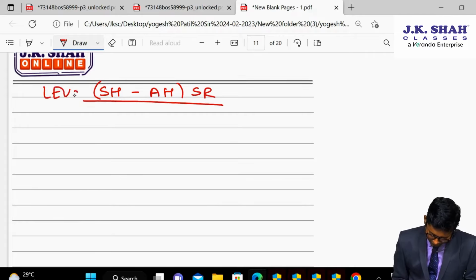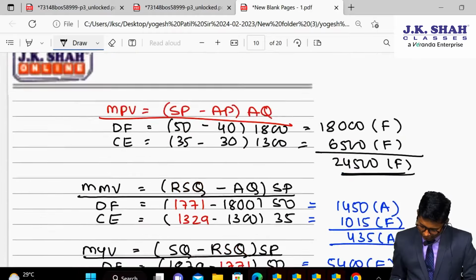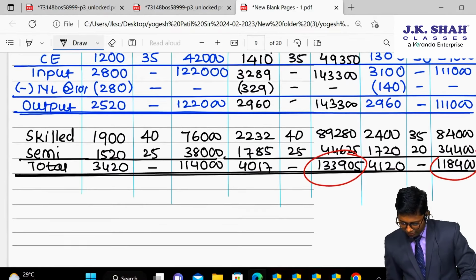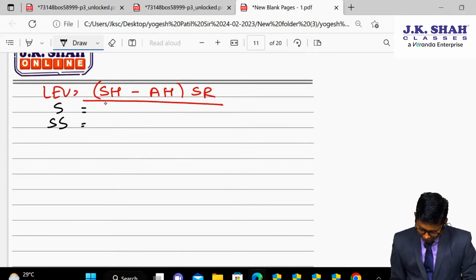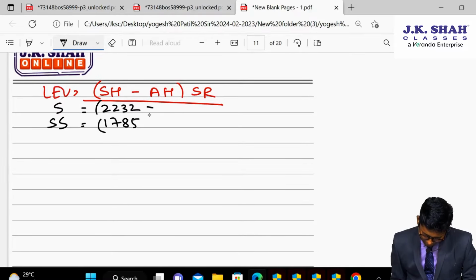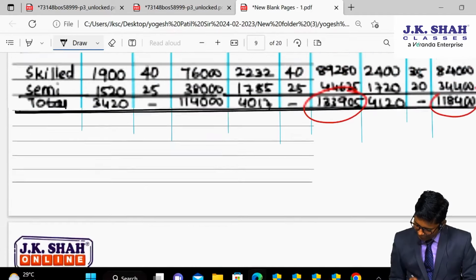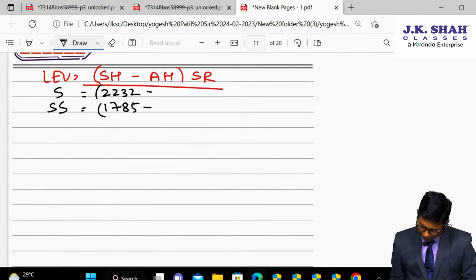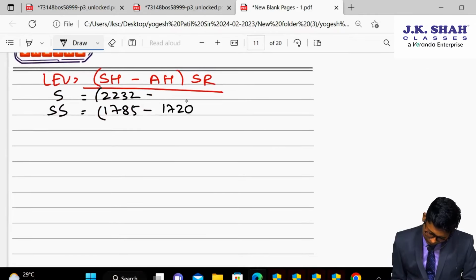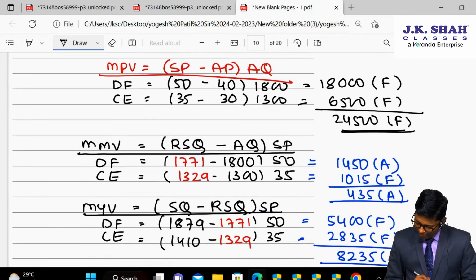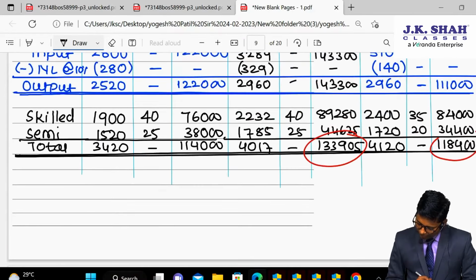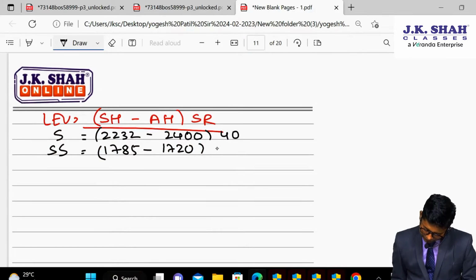Labor efficiency variance you should calculate for both the laborers, skilled and semi-skilled. Their standard hours we just computed in the table. They are 2232 and 1785. Their actual hours are also available with us. Actual hours are 2400 and 1720, to be multiplied with their standard rates, and standard rates of them are 40 and 25.